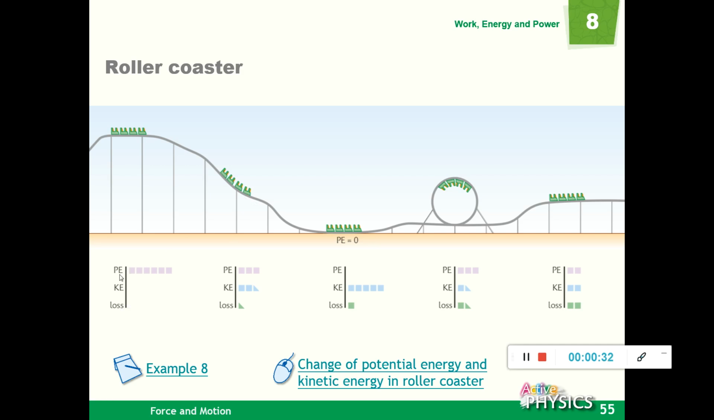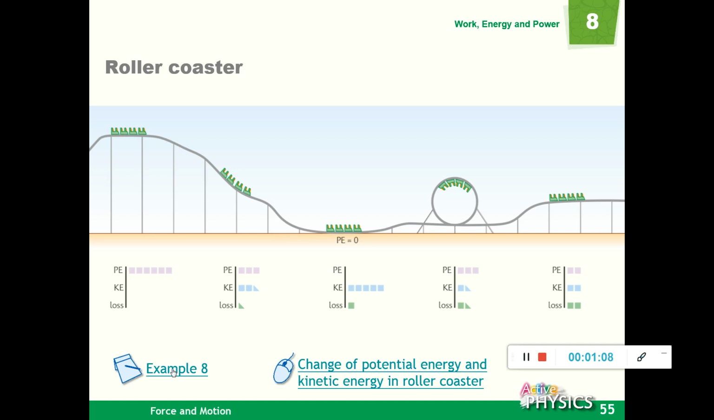Then you can look at the PE, the GPE first. Higher position, greater PE. Lower position, GPE will be at the minimum. And at the same time, you can see that the energy changes between KE and PE. But at the same time, we have the energy loss. So you can see that the energy loss should be increasing, because due to the path, longer path, greater energy loss.